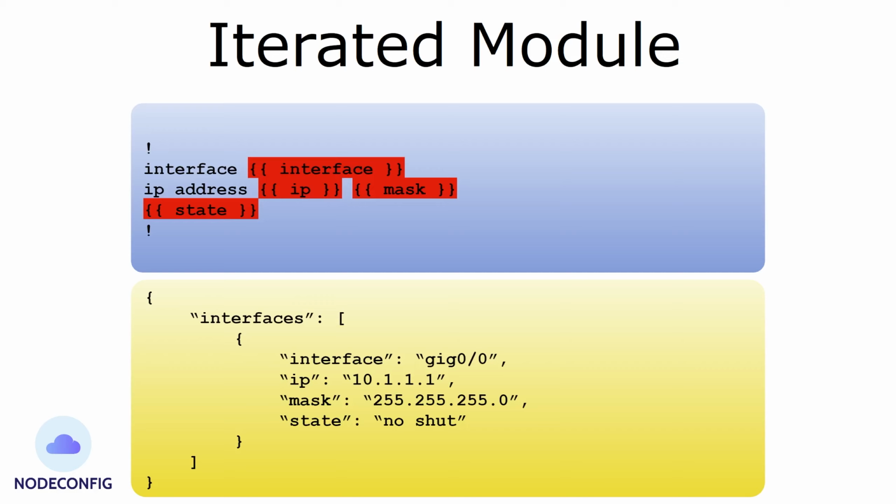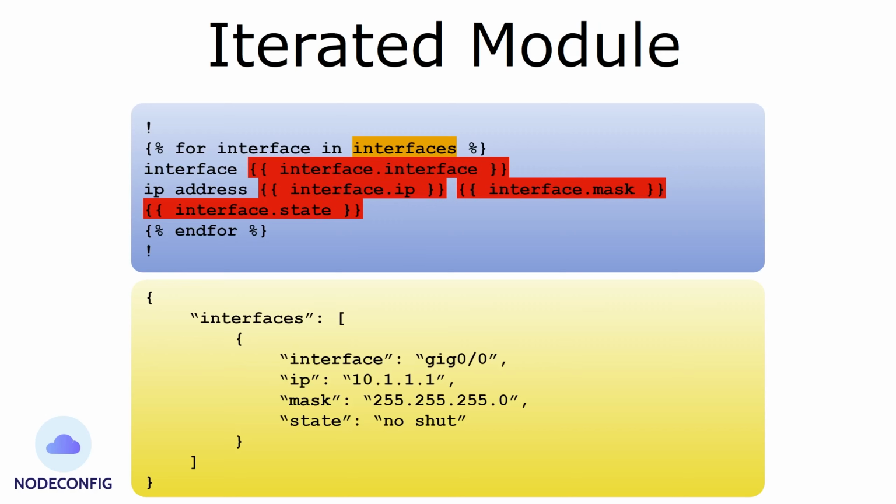But we have a problem. Our Jinja 2 template isn't rendering the parameters correctly. We have to iterate over the interfaces list. We can simply add a for loop into our Jinja 2 template and access the parameters as shown.